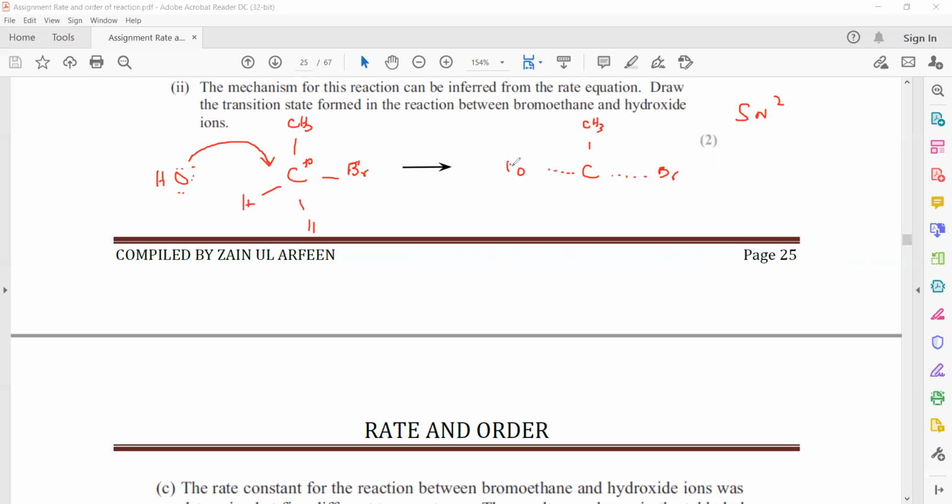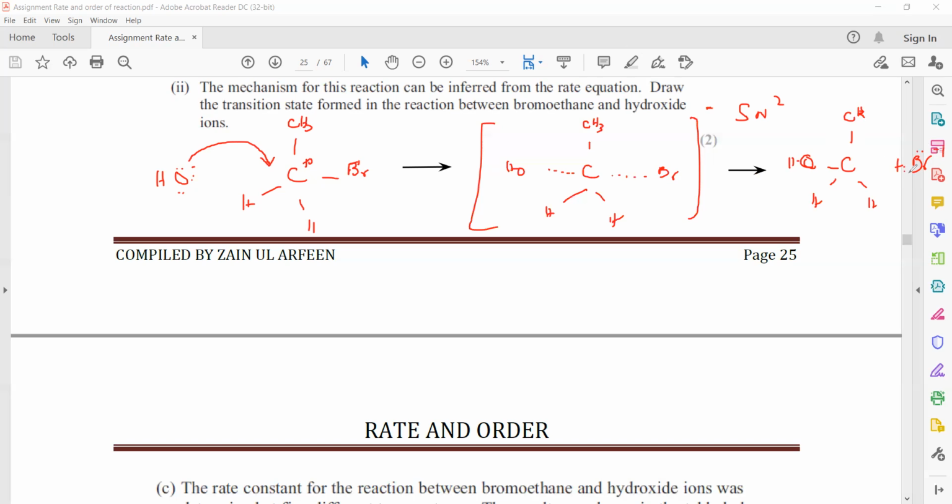So the dotted line should be there. It will form a transition state, an intermediate which will have a negative charge, and then bromine will break the bond and OH will form a bond. So as a result, CH3, H, H, OH. Is it clear? Plus Br.